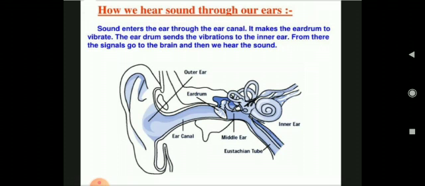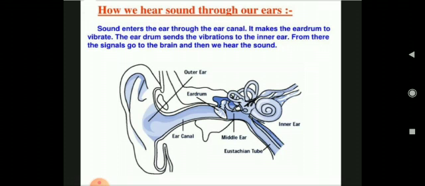Then comes the middle ear. The middle ear is an air filled cavity behind the eardrum. It consists of three tiny interconnected bones: the hammer, anvil and stirrup. Now comes the inner ear. Students, this inner ear consists of the cochlea, the semicircular canal, and the auditory nerve. The eardrum sends vibration to the auditory nerve in the inner ear, and then the auditory nerve takes the signal to the brain, and we can then hear the sound, right?